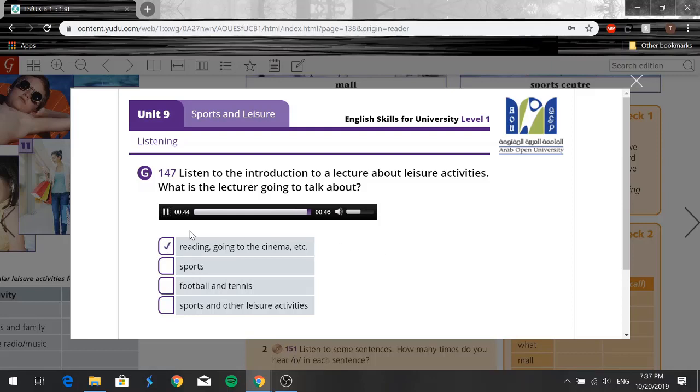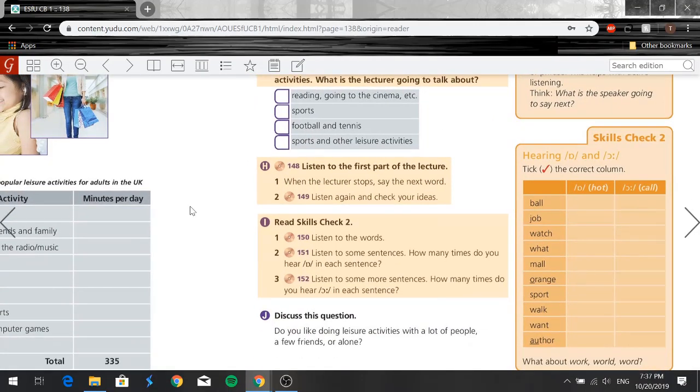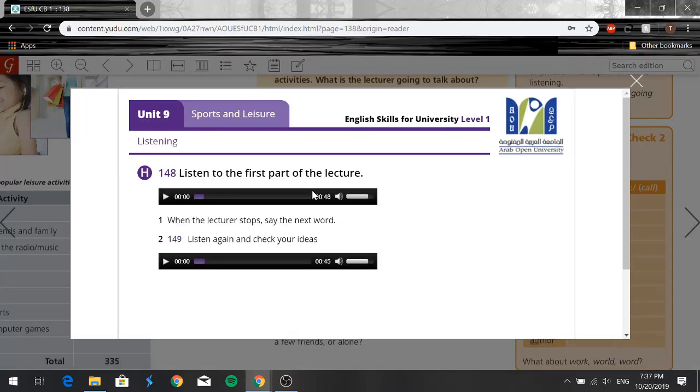Right, so based on the audio that we just heard, we now know that the lecturer is going to talk about reading and going to the cinema, etc. You get the idea. So he's not going to talk about sports or sports activities because they are not quite as popular as the other leisure activities for adults in the UK. Okay, so reading, going to the cinema, etc. Now let's move on. Here we have exercise H. Listen to the first part of the lecture.